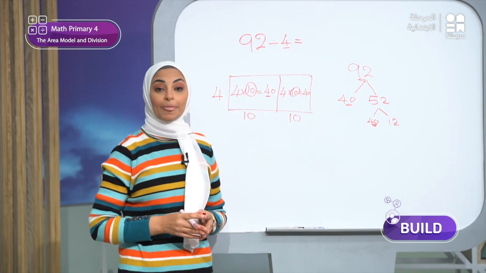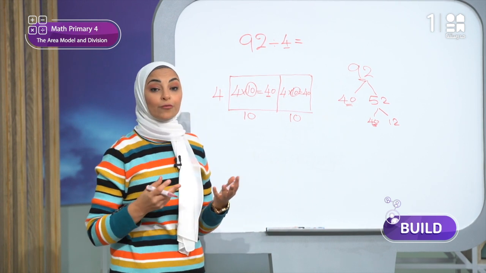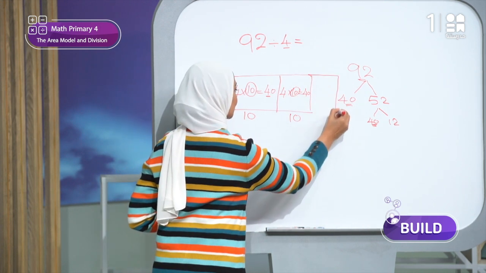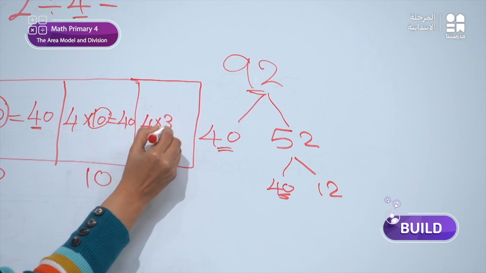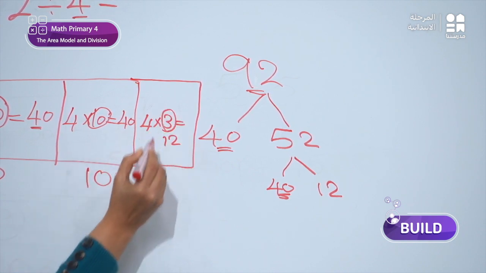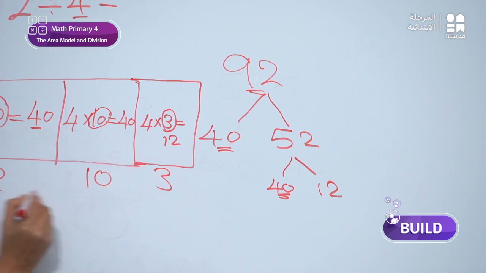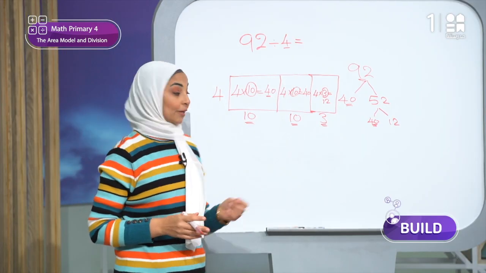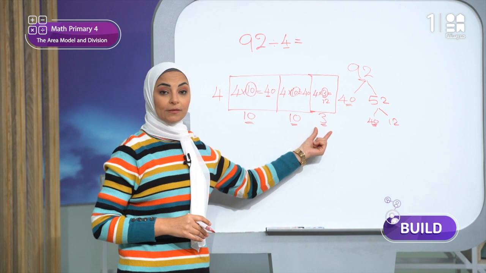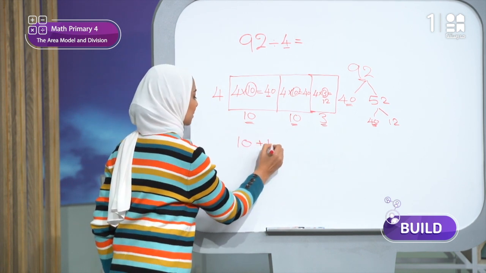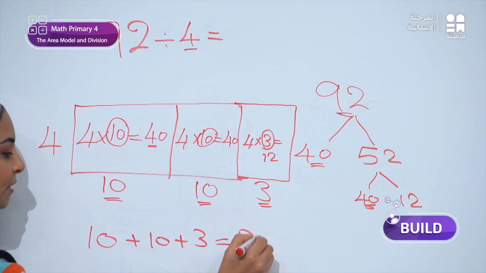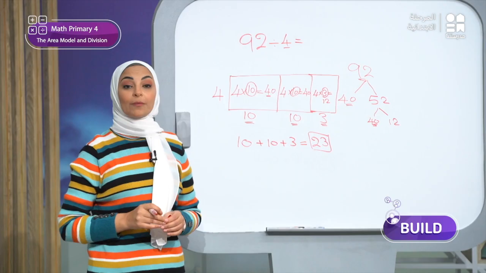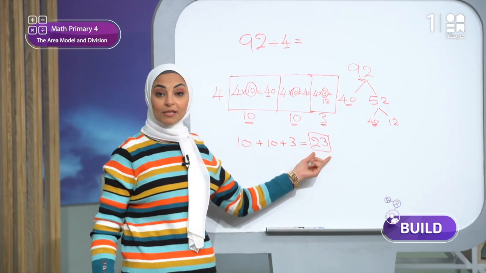So what should I do? Yes, I can divide 12 by 4 to get 3. Isn't 3 times 4 equals 12? Let's do it in my area model. So I will do again 4 times 3 equals 12 and I will write 3 in this part. Here I have 10, another 10 and 3. Okay, so what is my answer? Yes, I will add all these parts to find the answer. So my answer is 10 plus 10 plus 3 equals 23 and this is my answer. That is the number of stickers each of Amir's friends will take. Each one will take 23 stickers.